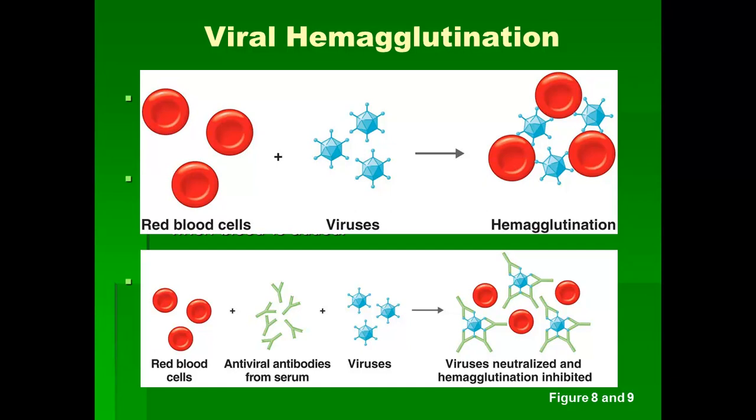Right. Neutralization means that it's going to inhibit it from being able to bind to our host cells. So in this situation, the virus will not be able to bind to the red blood cell. And we have neutralized hemagglutination. Okay, so the antibodies have prevented hemagglutination.